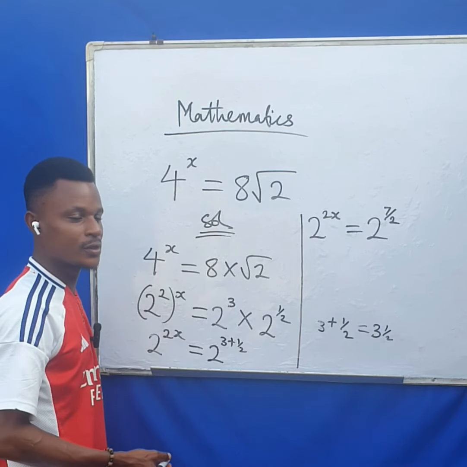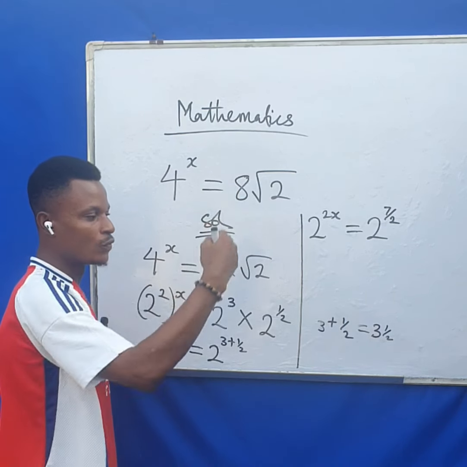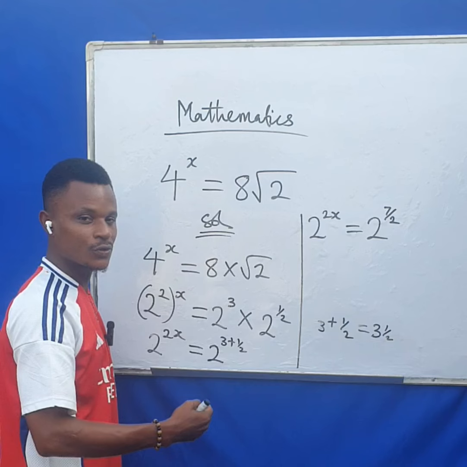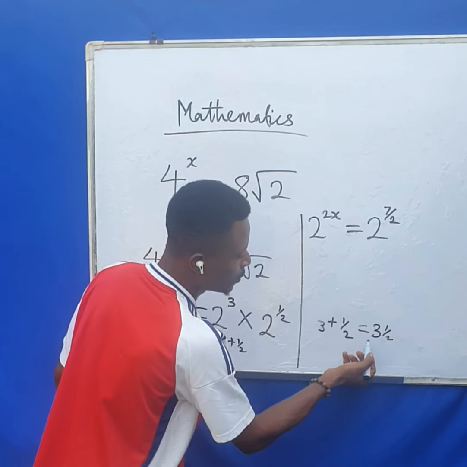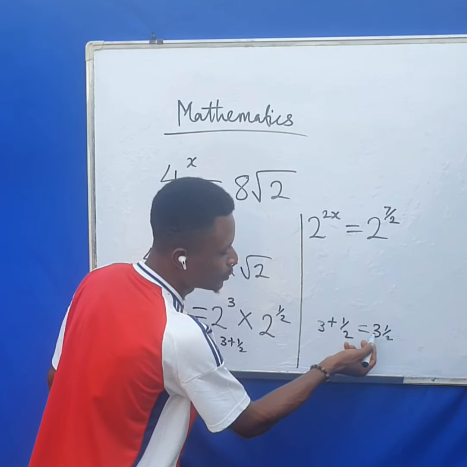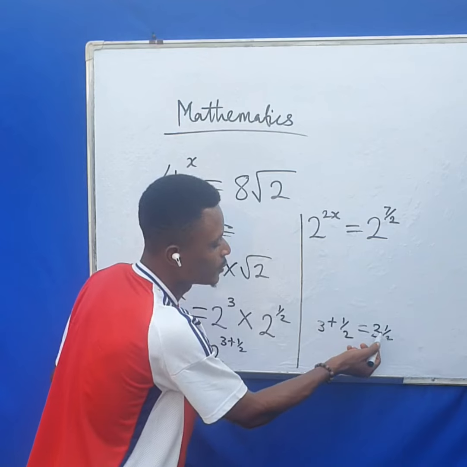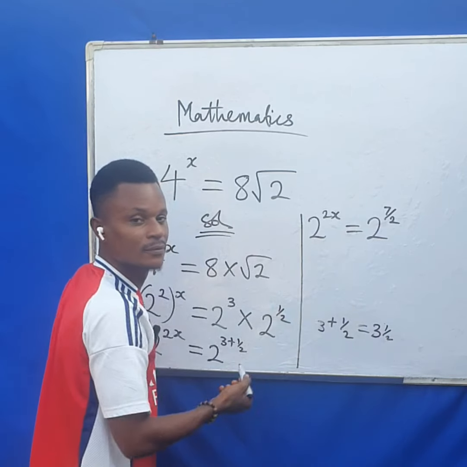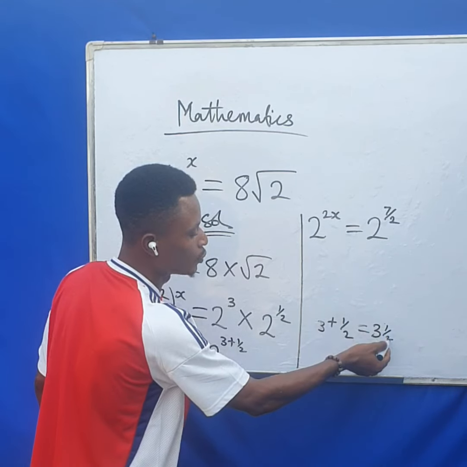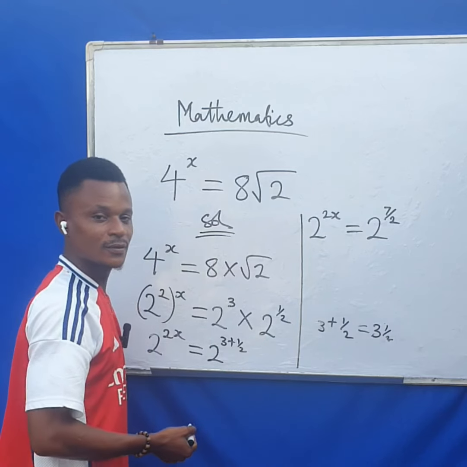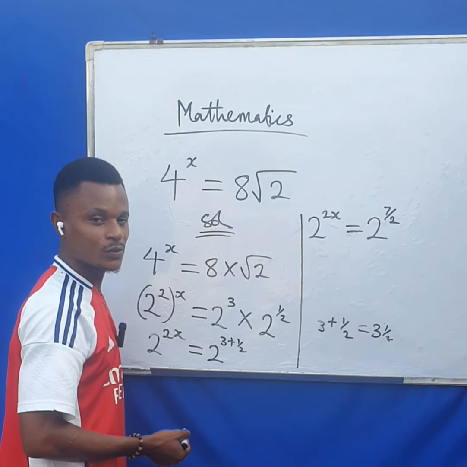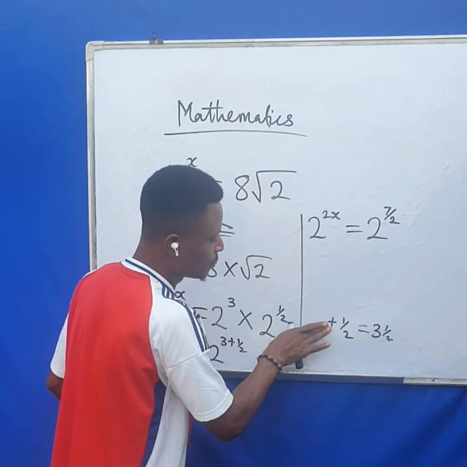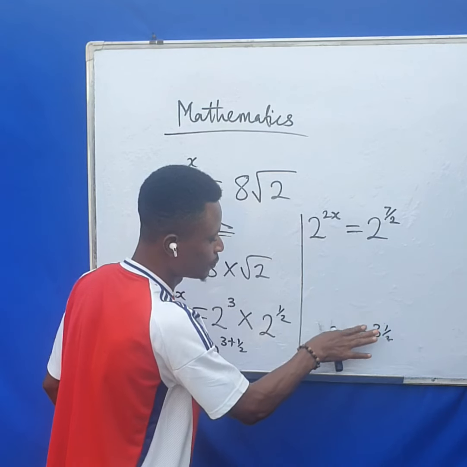Vulgar fraction means a number over another number. That is what we call a vulgar fraction. And how do we do that? This 2 here times 3 will give us 6. That 6 plus 1 will give us 7, then all over this 2, which is what you have here. That's how I got the 7 over 2. So let me clean this.